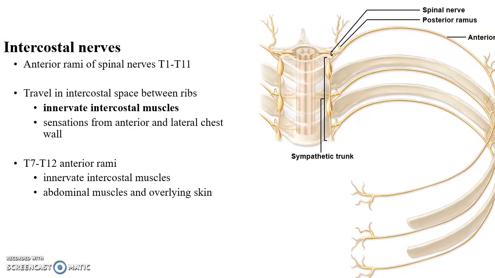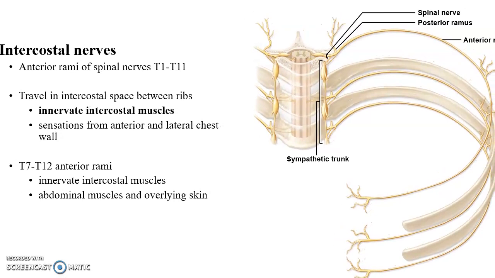All right, the intercostal nerves. Intercostal nerves do not form plexuses. So they are basically the anterior rami of the spinal nerves T1 through T11. They go out, traveling between the ribs, and they innervate the structures on the anterior and lateral chest wall. So not the organs in the thoracic cavity, but the wall itself.